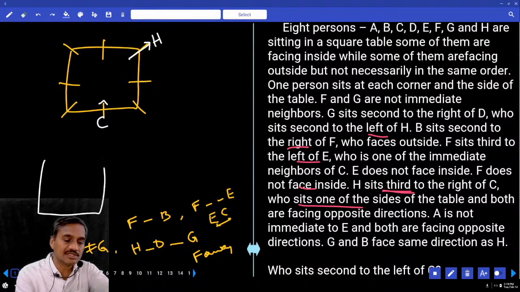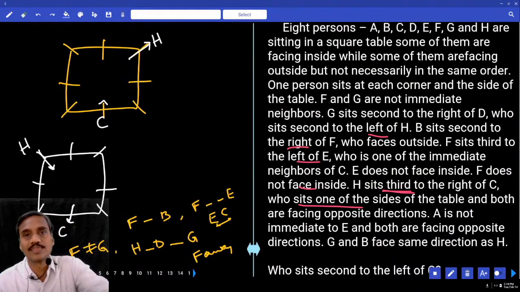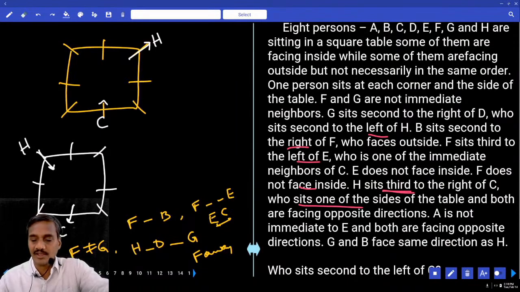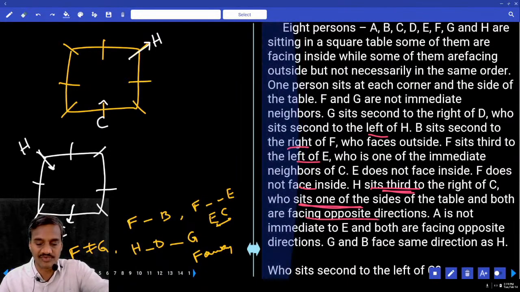And what is the second case we have? In the second case, if C is away from the center, H is seated third to the right and H is facing towards the center. And we get the 2 possibilities. H sits third to the right of C, who sits at one of the sides of the table, and both are facing opposite.